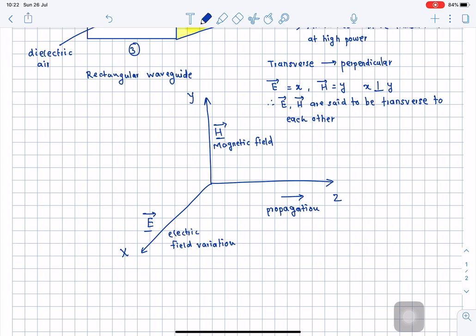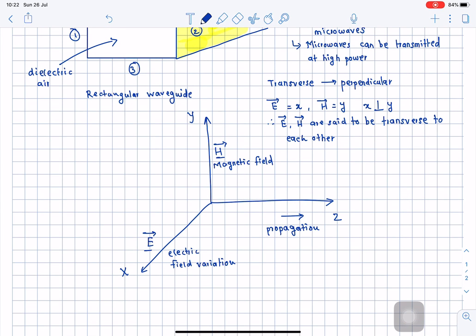Now what is that wave? That wave is made up of electric field as well as magnetic field. And how are these two fields oriented? As the two fields are oriented perpendicular to each other, we call these fields transverse fields, right? These fields are known as transverse fields.